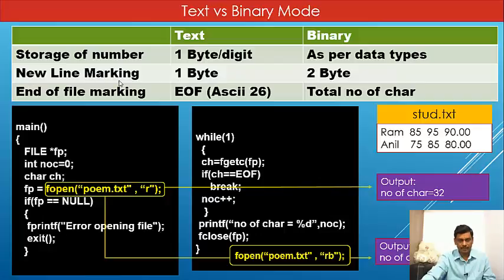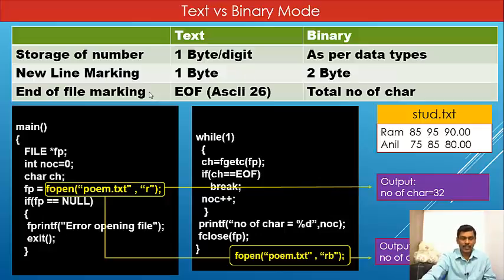New line marking. If the file is opened in text mode, to mark a new line it takes only 1 byte. If you enter 5 lines of data in a file, it occupies 5 bytes to indicate the new lines. In binary mode, it occupies 2 bytes per line, so for 5 lines it occupies 10.